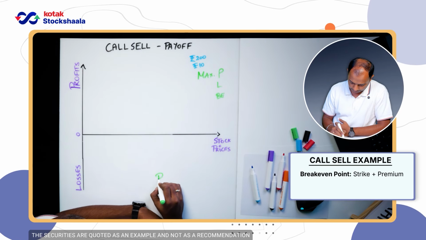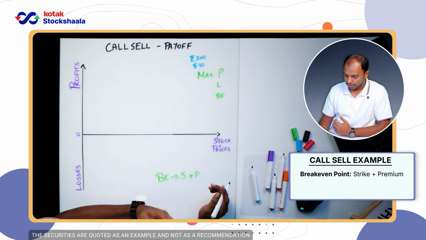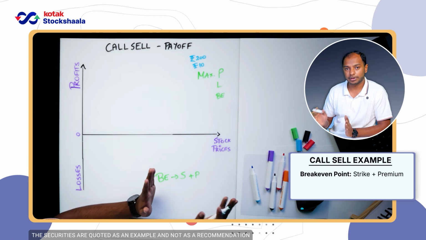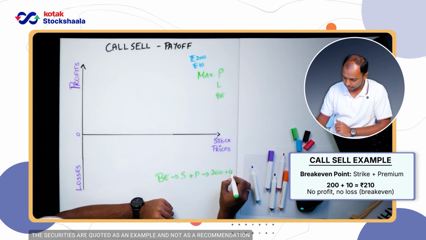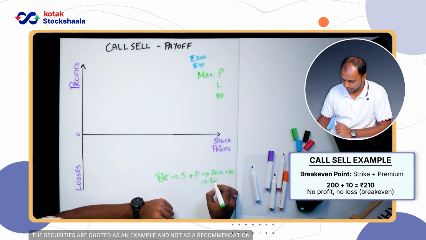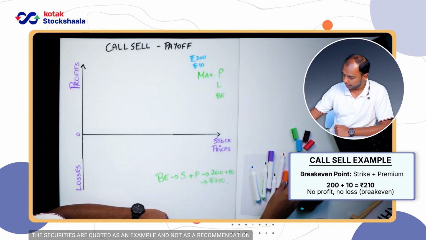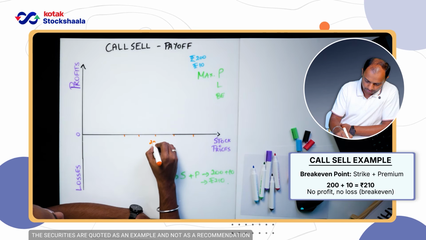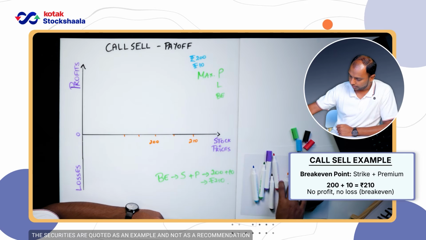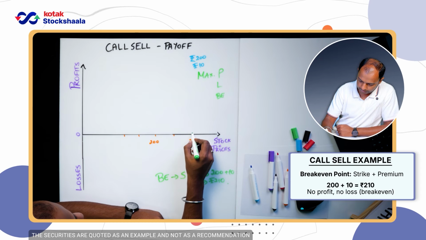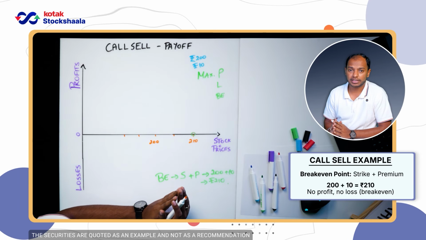So the break-even point formula goes like this. It is nothing but your strike price plus premium. It is the same way for call buying as well. So here it is 200 plus 10, that is going to be rupees 210, which is going to be our break-even point. So let's start marking on the graph. Let's say this is 200 and this is 210. The break-even point is 210.